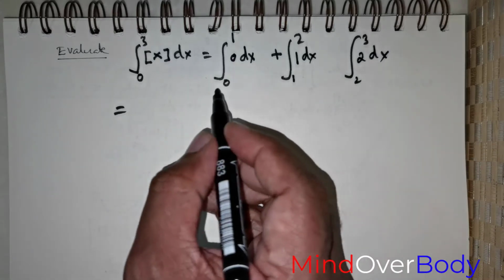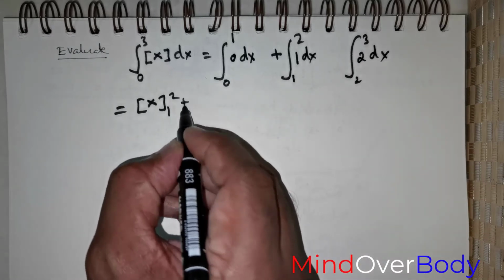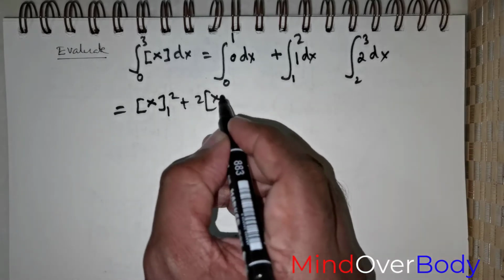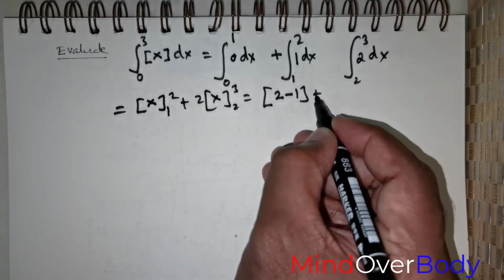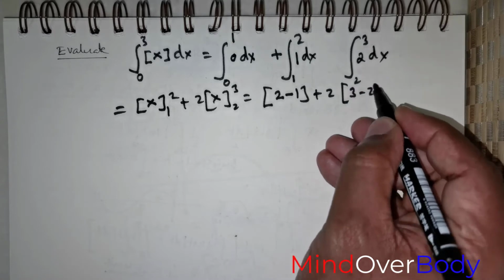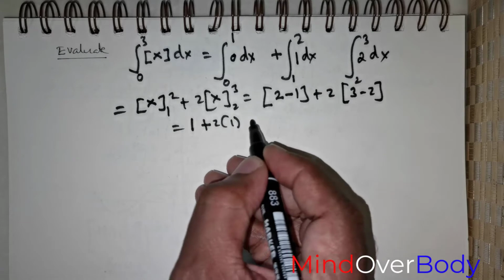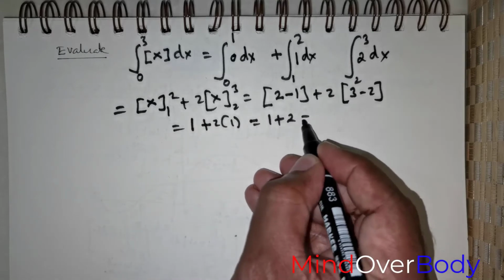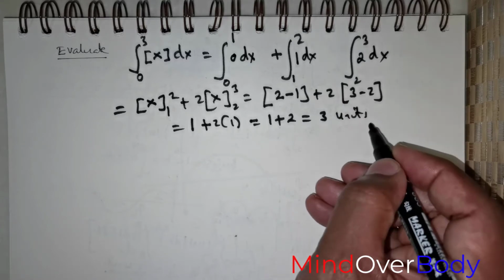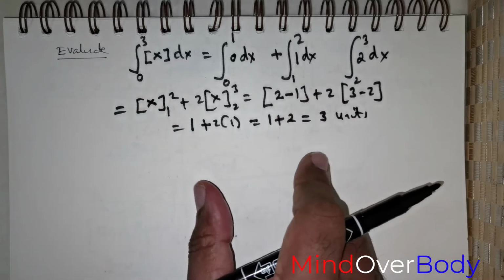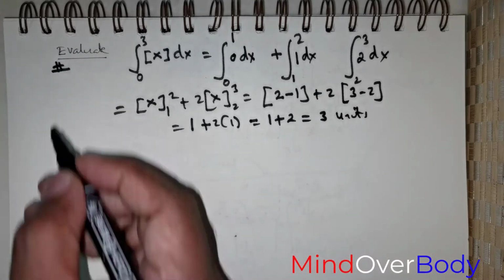Of course this is going to be 0, and integrating this would give me x, the limits are 1 to 2, and integrating this would give me x, the limits are 2 to 3. I substitute the upper limit minus the lower limit, followed by 2 times the upper limit minus the lower limit. This is going to give me 1, and this is going to give me 2 times 1, which is equal to 1 plus 2, which is equal to 3 units. So this is the solution. You don't have to write it as units, you can simply write it as 3 for this particular question.